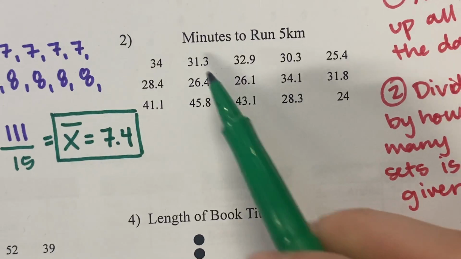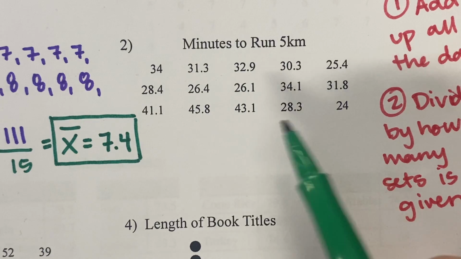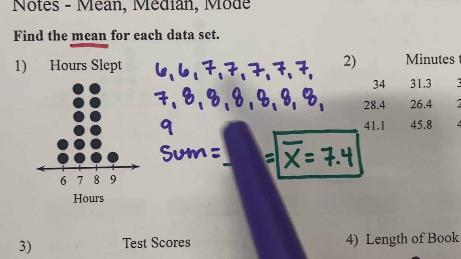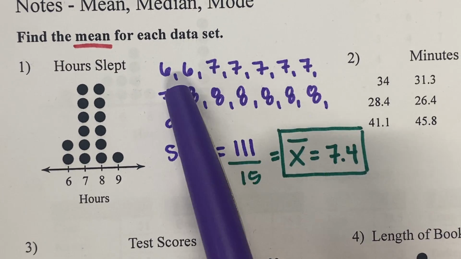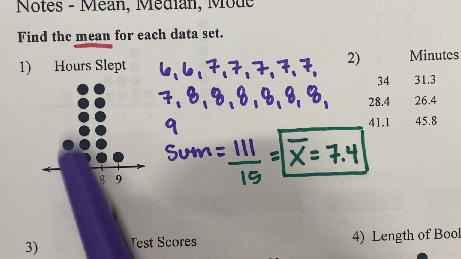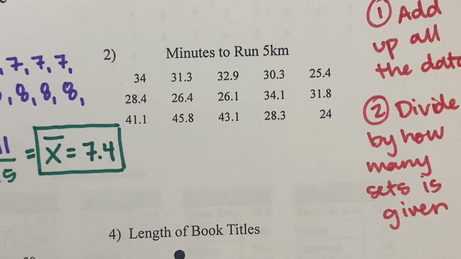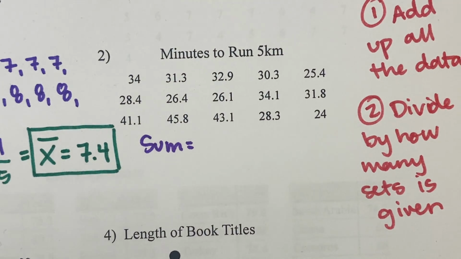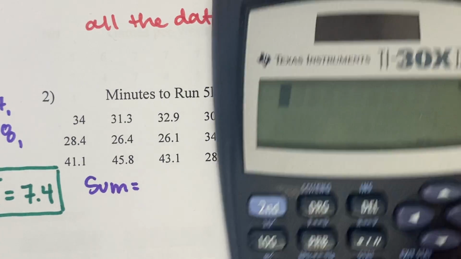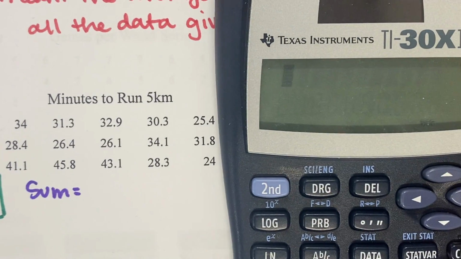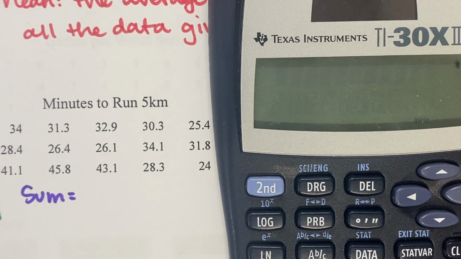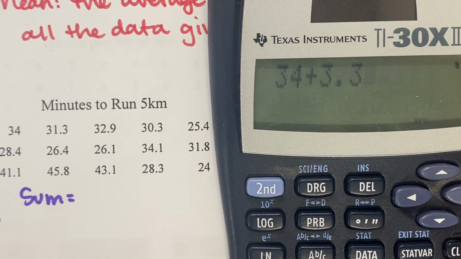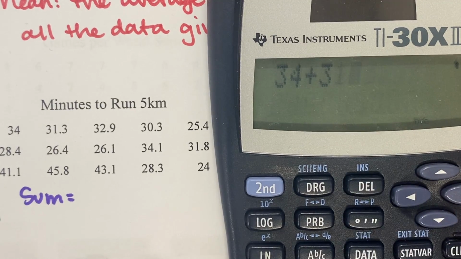Alrighty, now on minutes to run a 5K, I'm not going to rewrite these numbers. I'm simply going to add them all up. The only reason I rewrote these was just to see it as a list of numbers instead of dots. So on number 2, I'm just going to add these up. So that's our sum. Let's put this into our calculator, where you can see all of it.